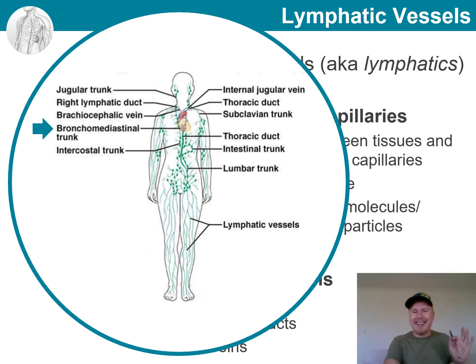A few more that I want to mention. Subclavian trunk is below the clavicle, so below our collarbone if you wish. And finally, jugular trunk. Well, this is at the level of the neck and throat. So I think that this is quite a nice diagram for us to have had a look at.